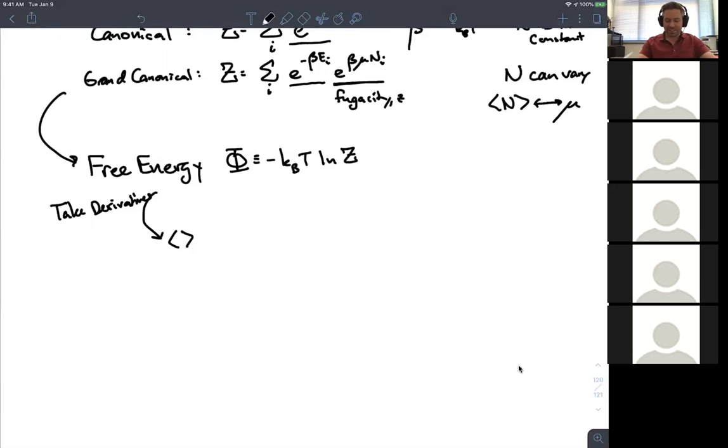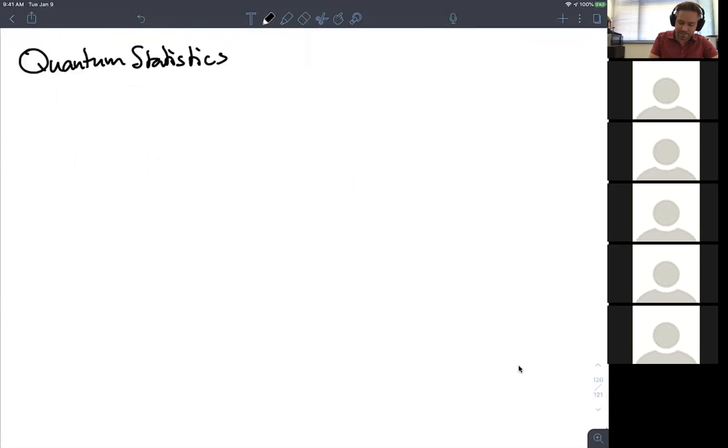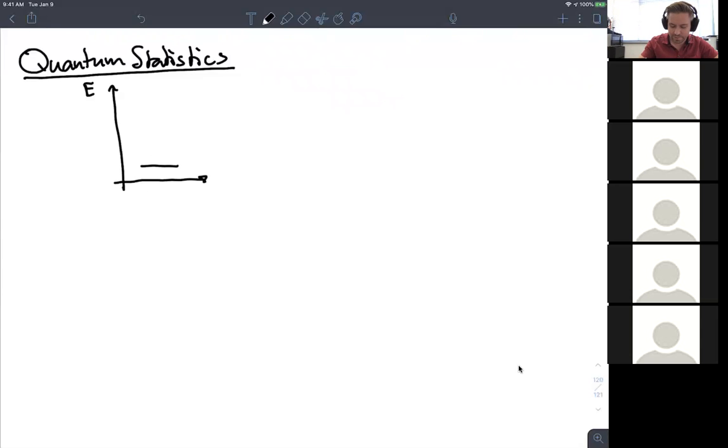All right, so now that's the machinery we're going to use. And what we're going to do is apply this to quantum statistics. Okay, and again, one of the things that differentiates quantum statistics from classical statistics is that, instead of a continuous distribution of energies that your system can take on, in a quantum system you are only allowed to take on certain discrete energy levels, E0, E1, E2, and so on and so forth.